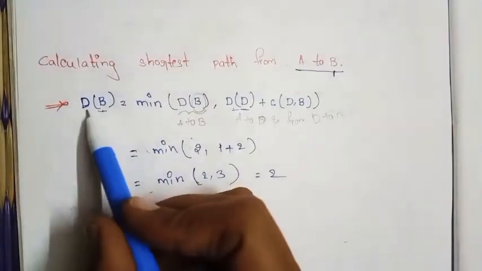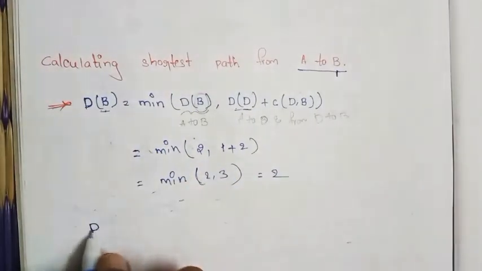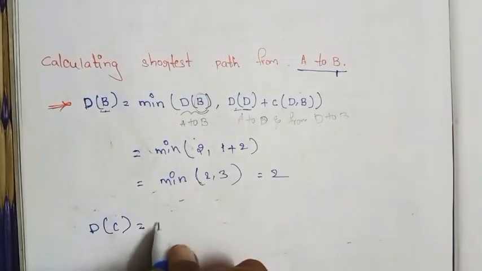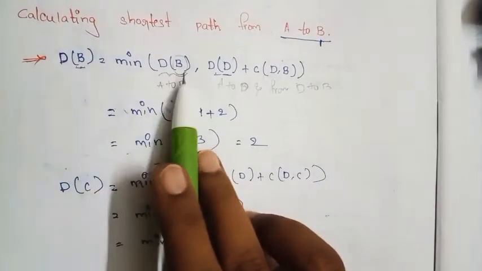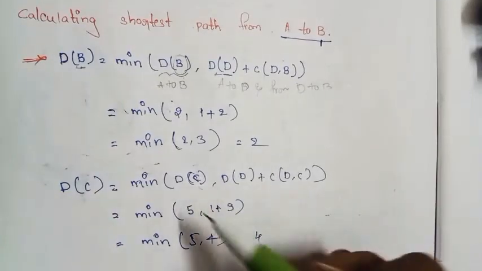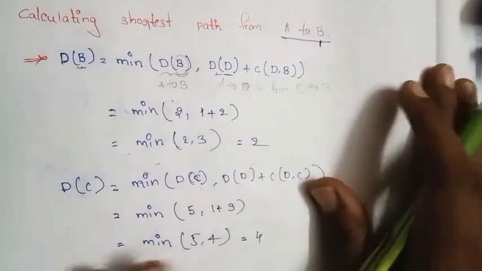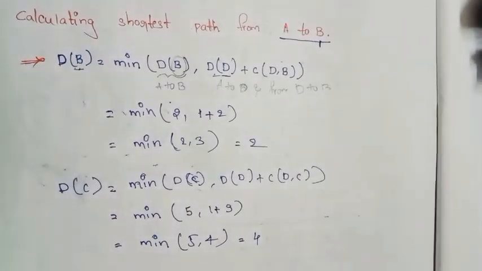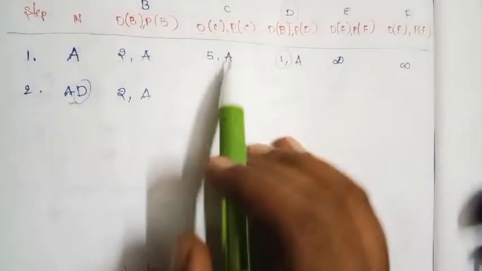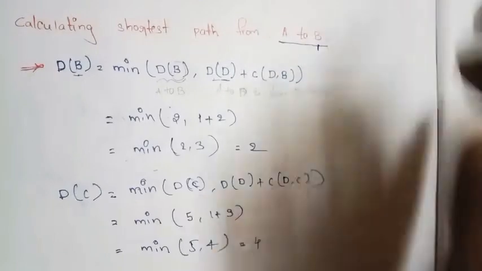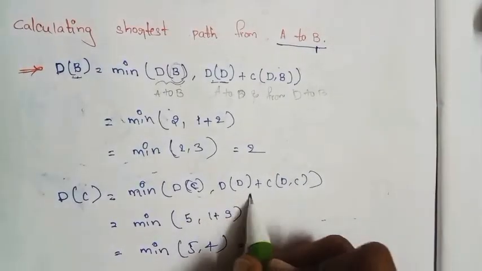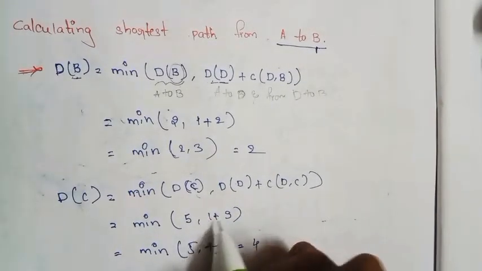In place of B, replace the C. How to do this, guys? D of C is equal to, see guys, here in place of B, just replace it with the C. And what is the cost from A to C, guys? We already noted that as 5. From A to C, it is 5. And then from A to D and D to C, that is 1 plus 3.